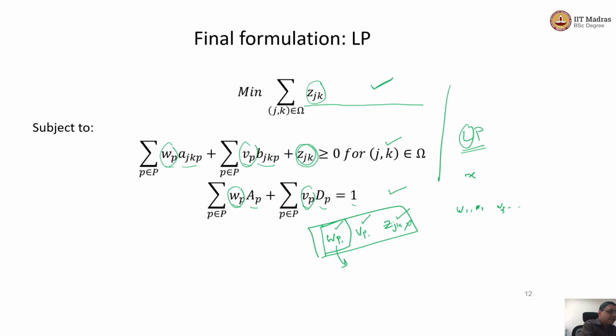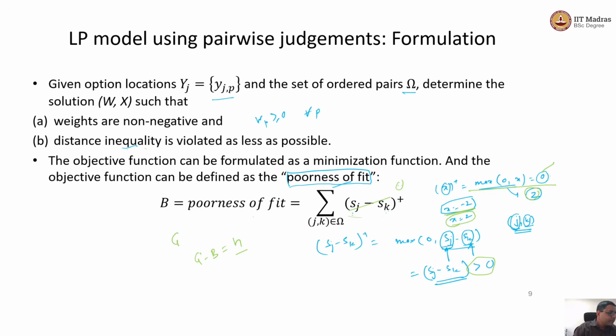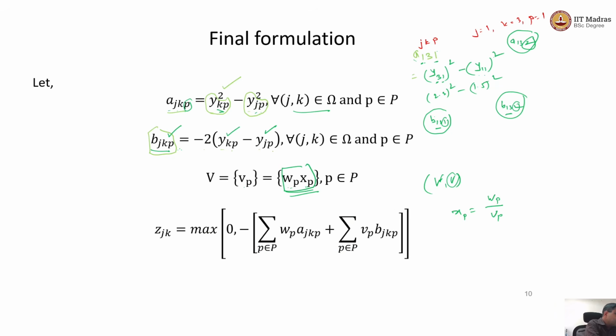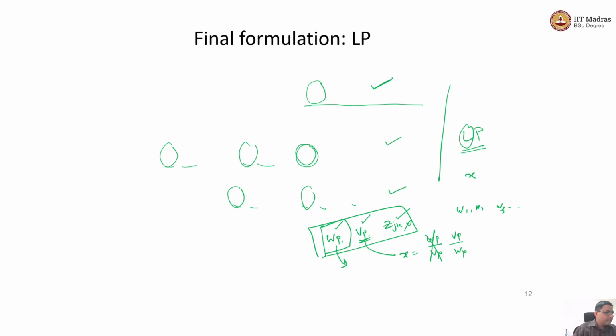So you will get your WP, which is the weight assigned by this consumer for each attribute. VP is going to give you X. How? It is WP divided by VP. Sorry, reverse. It is VP divided by WP. I said it incorrectly here also. So it is VP divided by WP, because what is V? V is W into X. So what is X? X is V divided by W. So this is incorrect, this is correct.